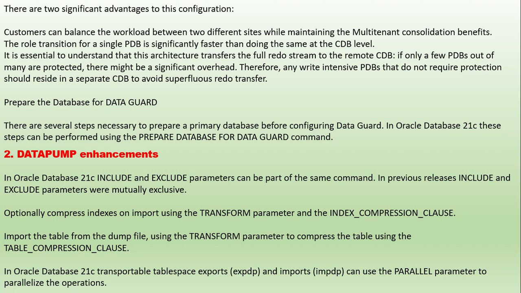Number 2, Data Pump enhancement. In Oracle 21c, include and exclude parameters can be part of the same command. In previous releases, include and exclude parameters were mutually exclusive. Optionally, compress indexes on import using the transform parameter and the index compression clause. Import the table from the dump file using the transform parameter to compress the table using the table compression clause.